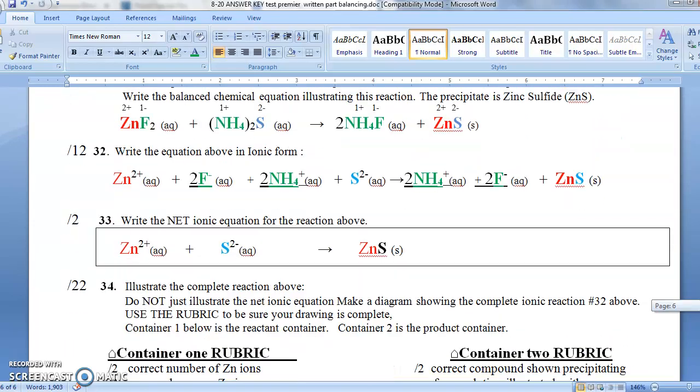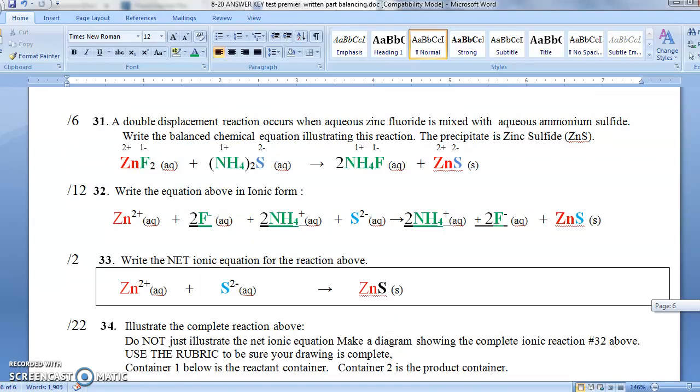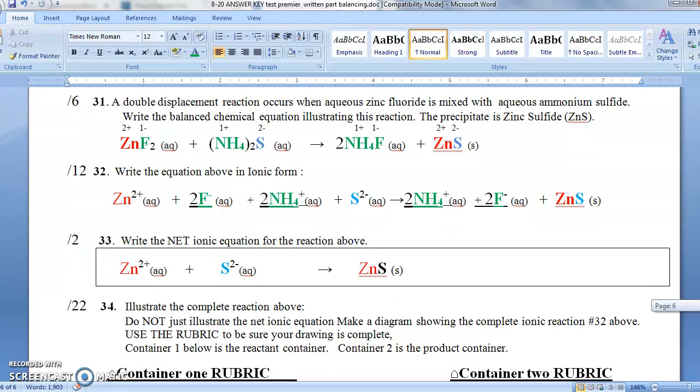It is with great sadness that we begin our sixth and final help video over 8-20 Test Premiere Part 2, the written part. When we last left off, we had realized that the net ionic equation for the reaction of aqueous zinc fluoride and aqueous ammonium sulfide is just that zinc 2 plus bumps into S2 minus. That large charge that each of those have, they pull together, they hold together strong, and water cannot pull them apart. They precipitate out of solution.